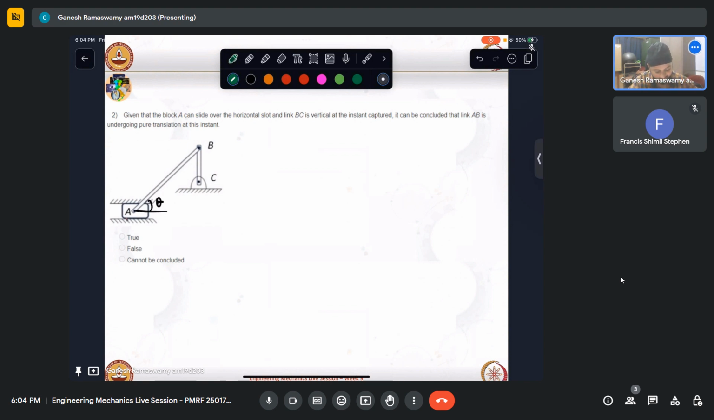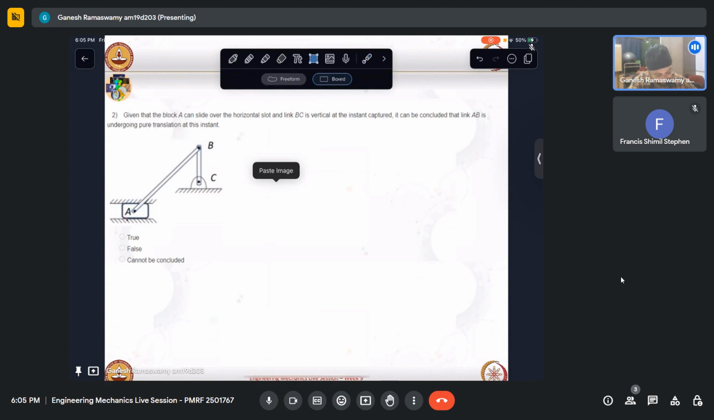So let us look at this question. Given that we have a block A here, confined to slide in a horizontal slot, and the link BC, essentially the crank, is vertical at the instant shown. So this is 90 degrees. It can be concluded that the link AB is undergoing pure translation at this instant. Let us see whether this is true or not.